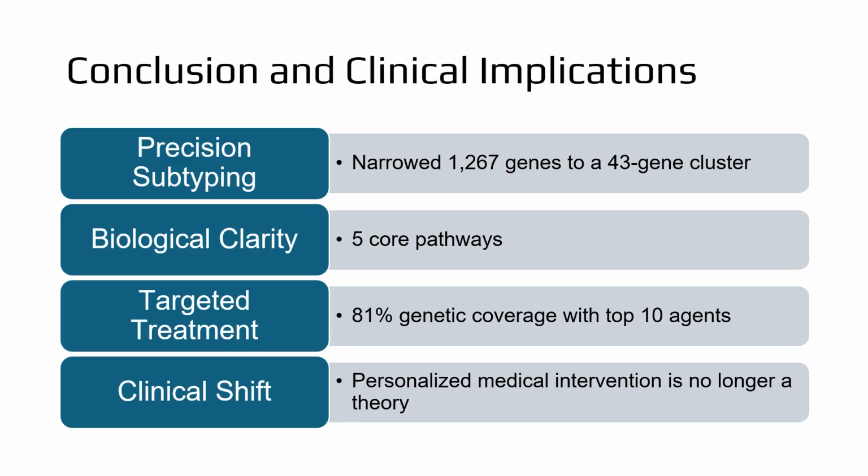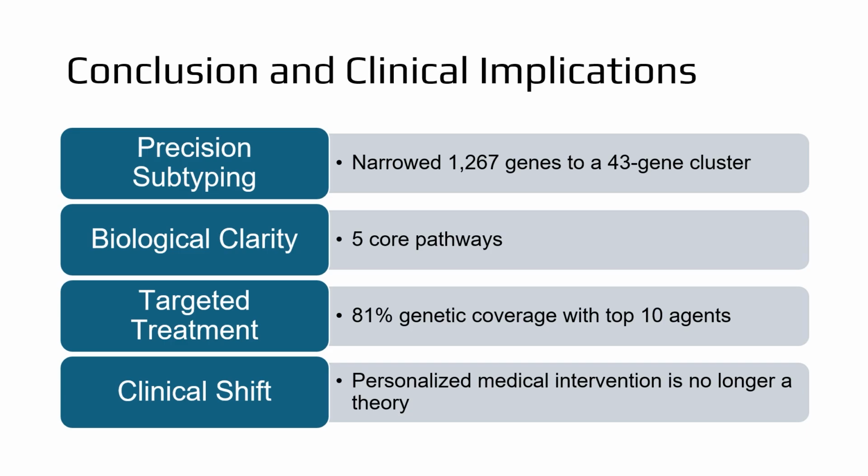In conclusion, this research marks a fundamental shift from a theory of personalized intervention to a clinical roadmap. By narrowing a massive volume of genetic data into this 43-gene minimal phenotype cluster, we have moved past the one-size-fits-all label of ASD. I have identified 5 core pathways from glutamate to neuroinflammation. This provides biological clarity where there was once only behavioral noise.